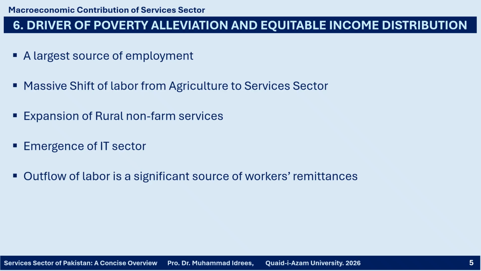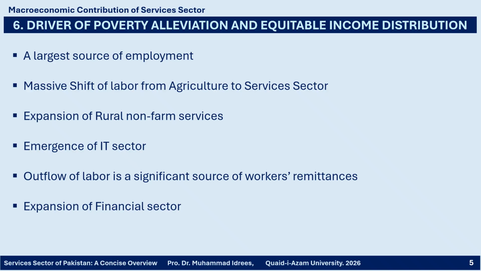Outflow of labor is a significant source of workers' remittances. A large number of Pakistanis work abroad and send remittances back to their families. These remittances are very important for their families, especially in the case of unskilled labor. Most of the families are poor, so when they get remittances, these remittances are helpful to take these families out of the poverty trap.